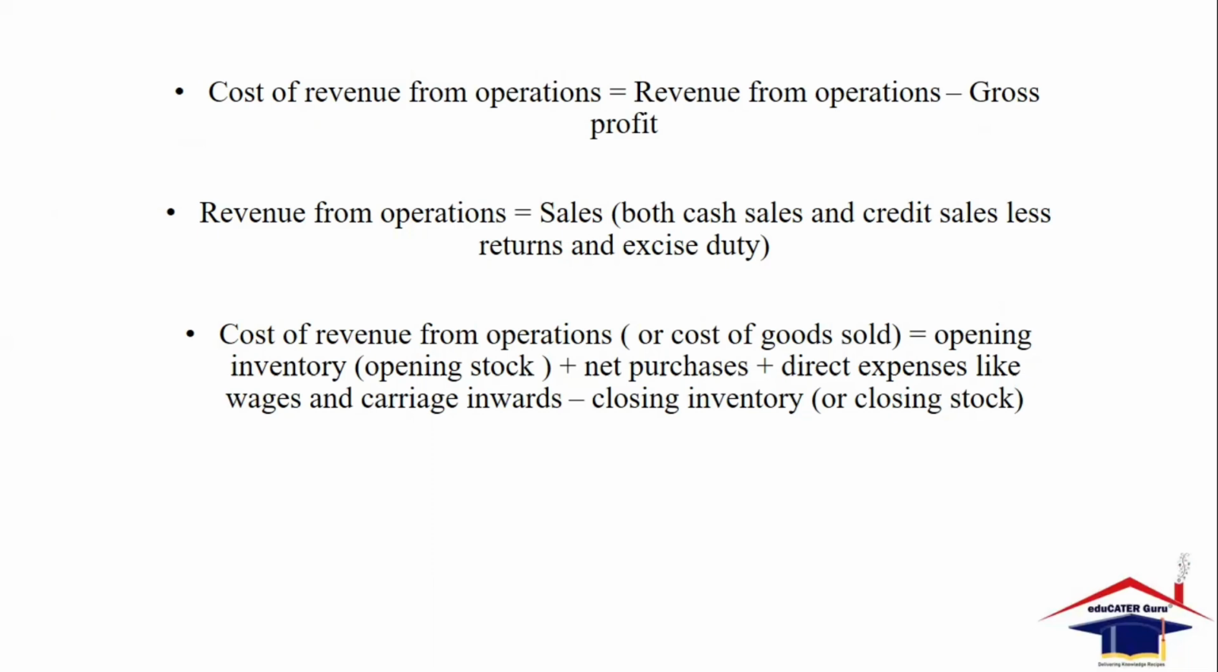Then cost of revenue from operations, what does it include? That is cost of goods sold. In simple word short form, we'll say COGS. So this consists of opening inventory, that is opening stock, plus net purchase, plus direct expenses like wages and carriage inwards if any, then minus closing stock or closing inventory. This is cost of revenue from operations or COGS.